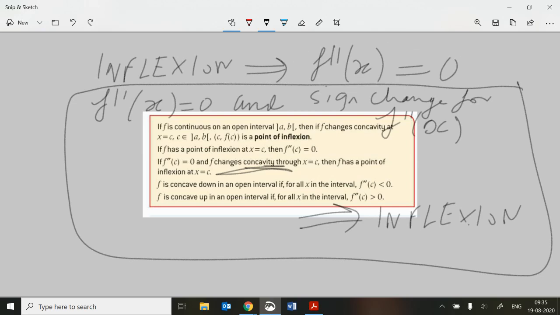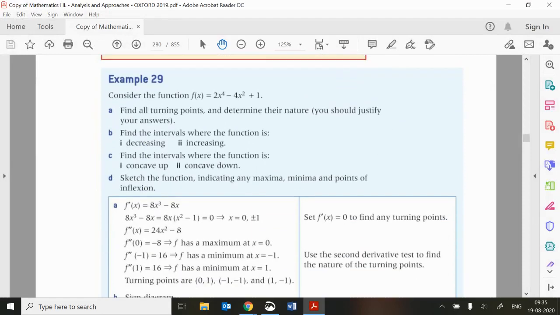Now, the question is much more likely to do the second thing. So that's why it's really important to check the sign change of f dash dash of x between the two sides. Okay, let's have a look at the questions then. So we've got question example 29 to kick off with.